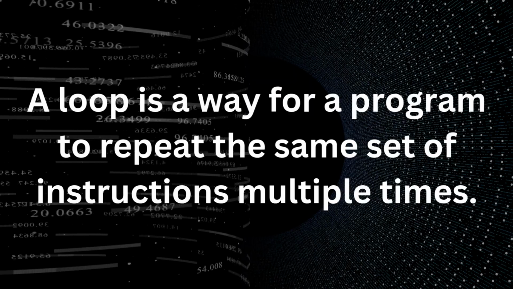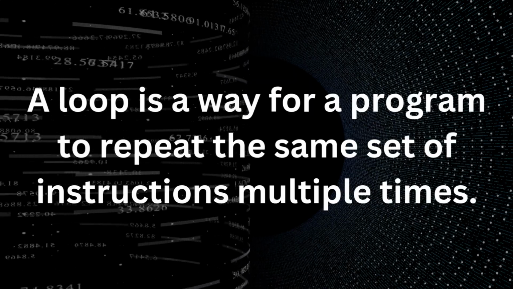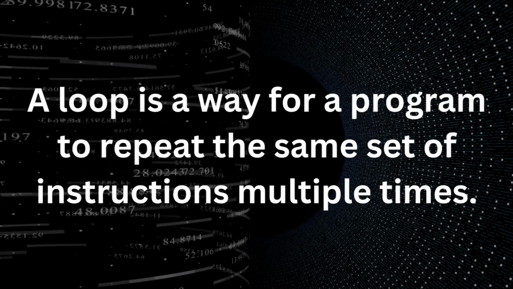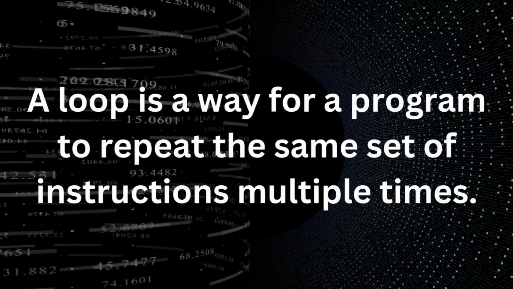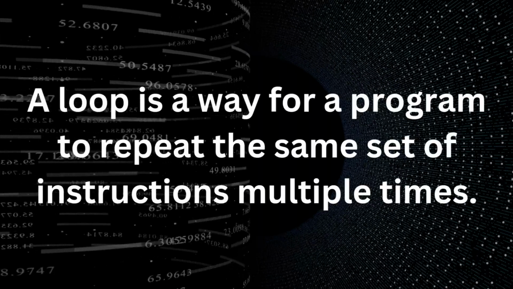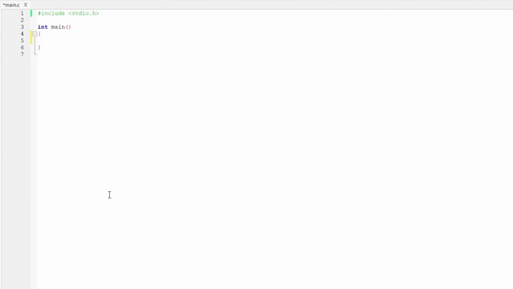Before actually getting into coding loops, let us understand what a loop is. A loop is a way for a program to repeat the same set of instructions multiple times. Instead of writing the same code again and again, we tell the computer how and when to repeat it. Now, let's take an example.